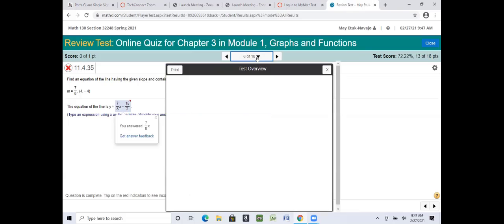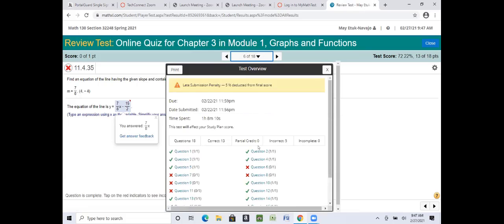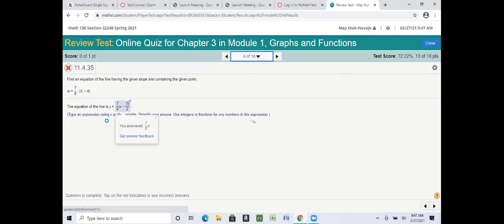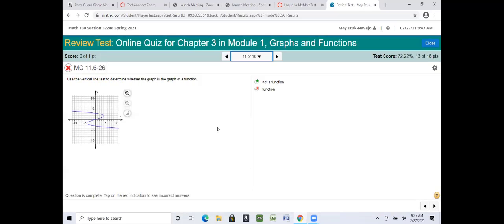And then I'm going to do one more, the last one, problem number 11. If you click on problem number 11, it brings up the last problem you did wrong with your answer and the correct answer there. Okay, so that was one of them. You said it's a function, but it's supposed to be not a function.